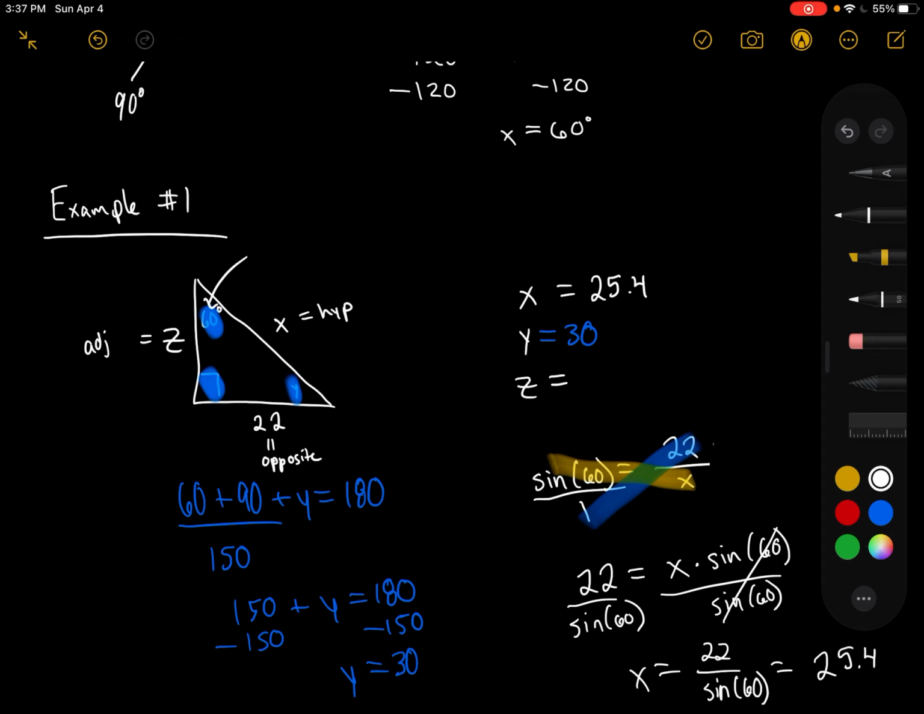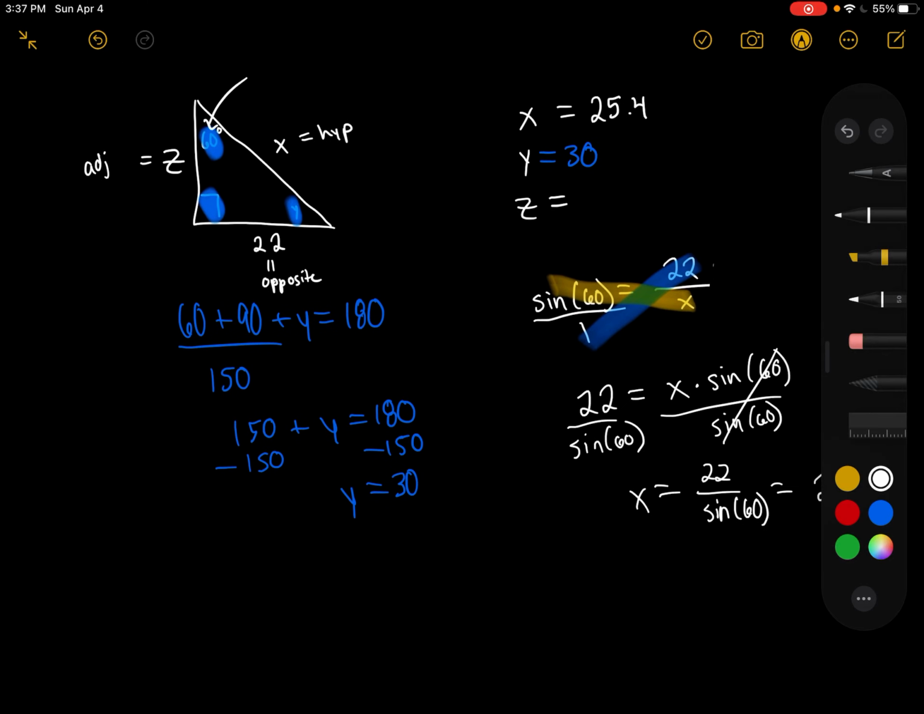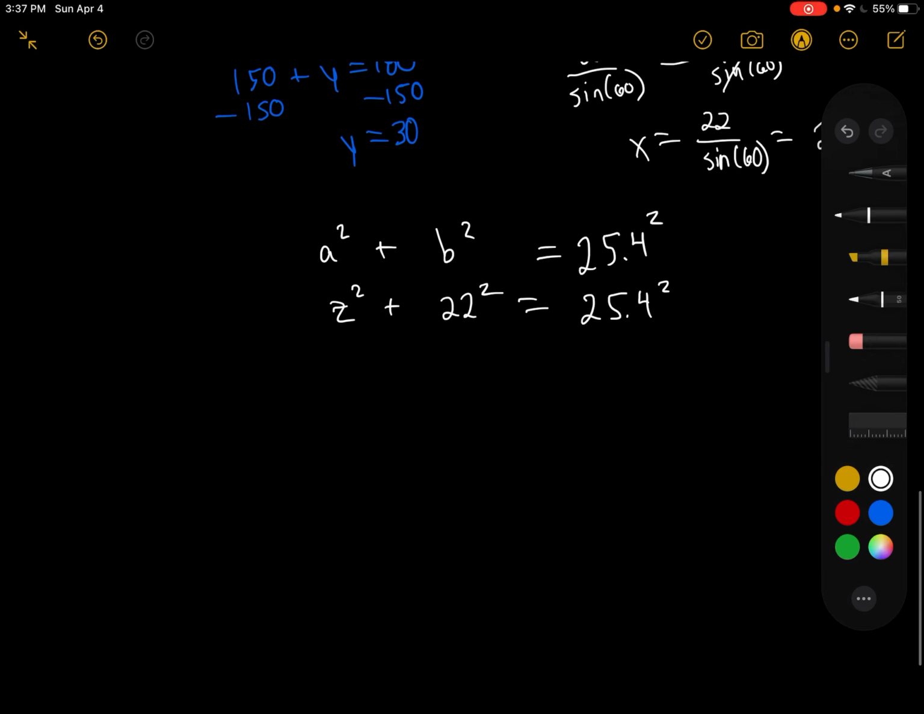And then the last thing here, look for z. So you have a few choices here. If you want to go back to a trig function, you absolutely can, but think about what we learned above with the Pythagorean theorem. So we know that our long side here is 25.4, so we can take 25.4 as our c value, and we can use a squared plus b squared equals c squared. So here it will actually be z squared plus 22 squared equals 25.4 squared.